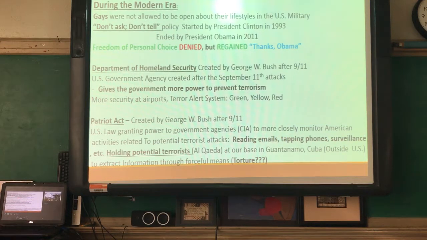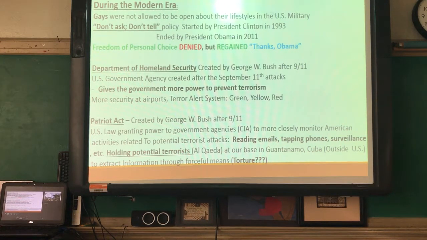Okay. After 9/11, two things happened. First thing is the Department of Homeland Security was created by George W. Bush after 9/11, and its agency is to protect us from terrorism. We were afraid of terrorism, and so we have more security at airports. Law enforcement has more power to check for evidence of potential terrorists. We have an alert system. We are on green level, yellow level, red level. That all sounds great. Unfortunately, you lose some of your rights because of the other law that was passed called the USA Patriot Act.